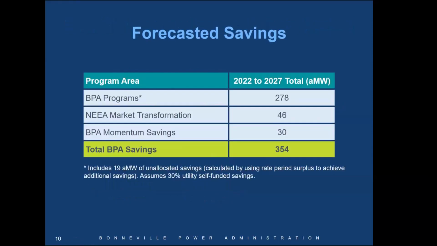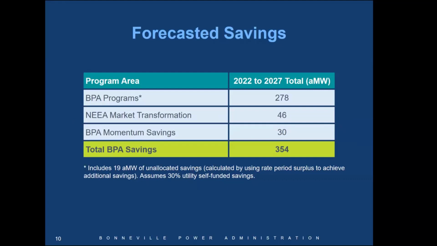So our total forecast, which is a little bit different than our goal, is 354 average megawatts across the 2022 through 2027 period. So of course, the vast majority of that comes from BPA programs, 278, and this includes some unallocated savings, which means these are savings above what we forecasted. So we know they're going to come through, we know when they're going to come through programs. We're not exactly sure where they're going to manifest, which sector, but we think they'll get kind of used up with the available EEI. We have NIA market transformation, which is both NIA's initiatives and codes and standards savings.